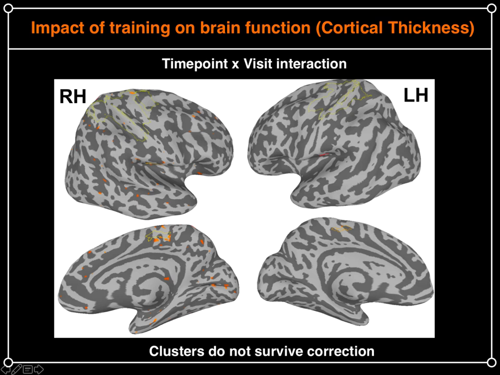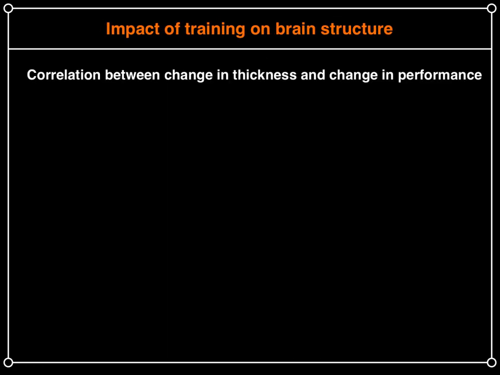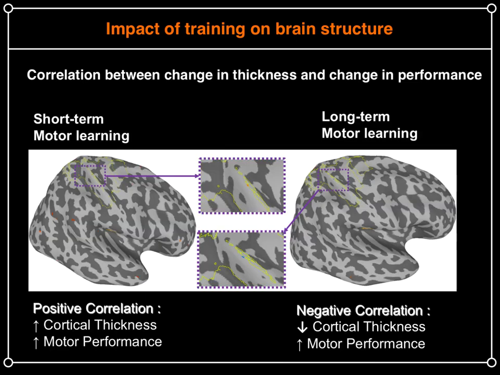So what about the impact of training? We then looked at the cortical thickness maps, and what I'm showing you here is the interaction between the time point, AM to PM, versus the different visits. So the visuospatial training versus the motor sequence training and so on. And we do get regions which show changes and increases in cortical thickness. However, these clusters do not survive correction. The only thing that survives correction, and it's barely visible, is the correlation between change in cortical thickness as well as a change in performance.